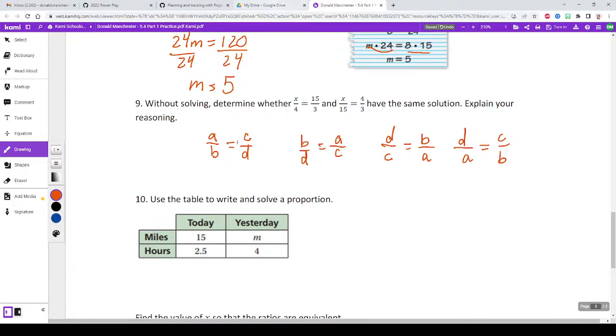No, I have that the wrong way. Whoops. I'm sorry, I screwed that up. D should be here and C should be here. What I want you to notice in all of these, no matter what happens, A is always multiplying D. So if we look here, x is multiplying 3. 4 and 15 are multiplying together. So these have got to be the same thing.